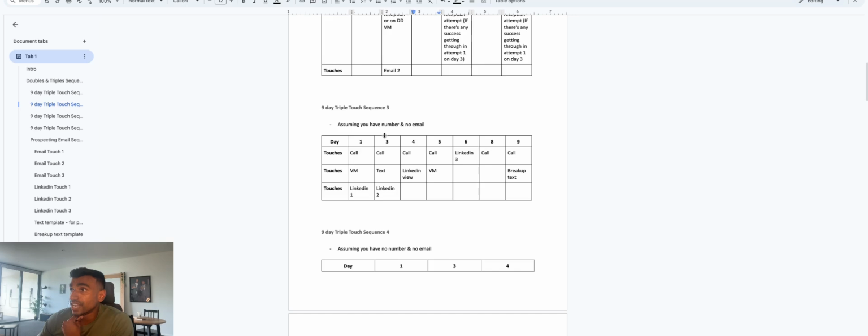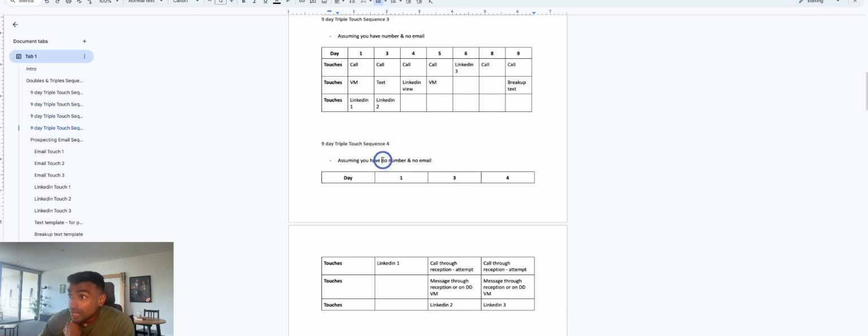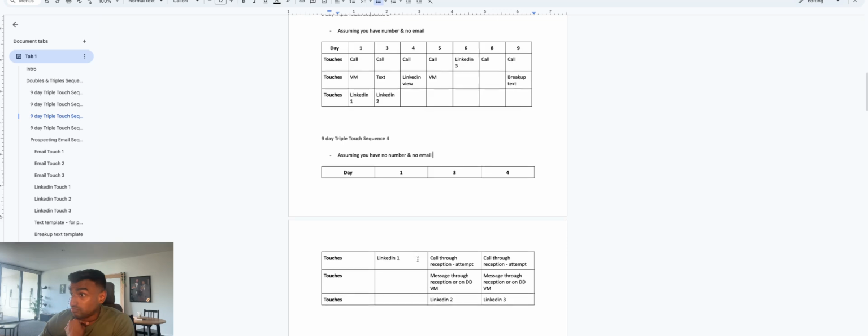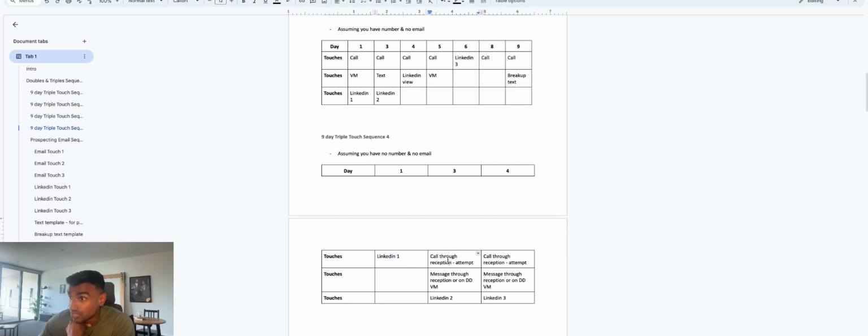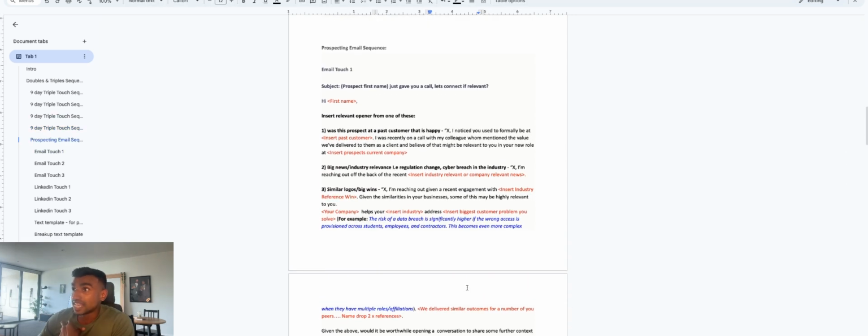So there's different variations, right? So if you have a number but no email, right? Here's what you would do. If you have no email and no number, well, then you're doing LinkedIn, right? You're calling through reception. You're leaving a voicemail at reception or through the direct line, and you're doing a LinkedIn message, etc. So as far as the emails go, I literally just have them mapped out for you.